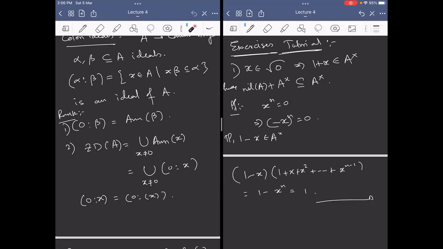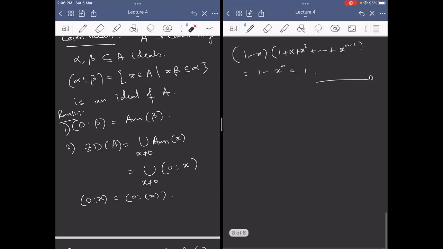And for the next part, that nil radical plus units of A is inside units of A. You take some element of the nil radical, let's say x, and u from the units, and then you take u common, so u plus x is u times 1 plus u inverse x. u inverse x is also a nilpotent element. By the previous result, 1 plus u inverse x is a unit in A, and multiplied with u, it still is a unit in A. So you are done with this exercise. Okay, good.